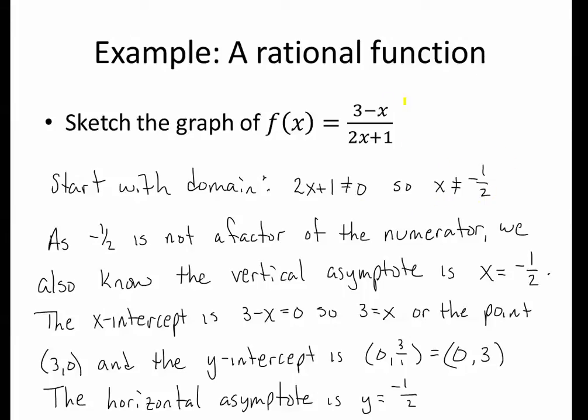Because negative 1/2 is not a factor of this numerator, we know that this domain value that must be excluded is also a vertical asymptote. Notice that my vertical asymptote is written as the equation of a line.